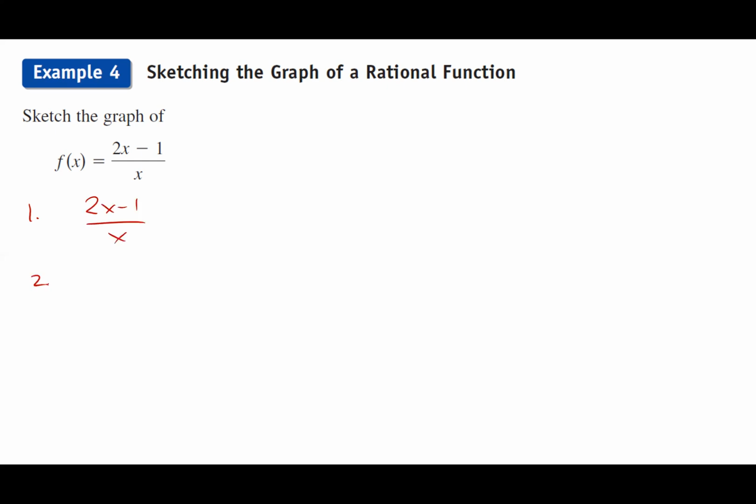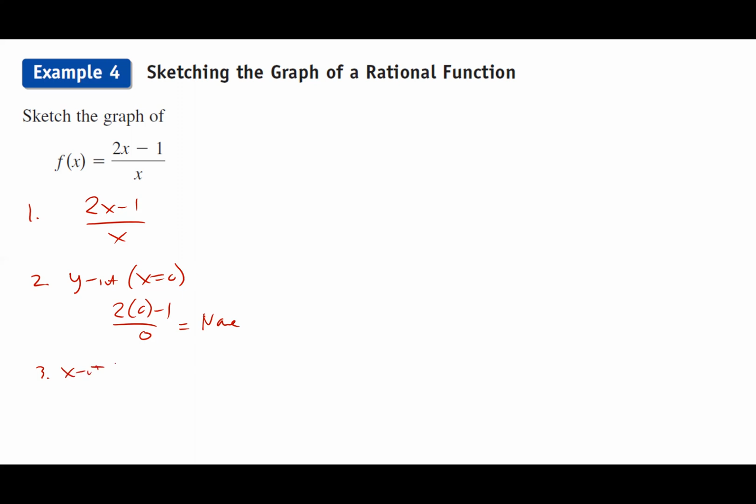Number 2, what is the y-intercept? There is no y-intercept. If you plug a 0 in for x, you divide by 0 again, which is not possible. None, not possible, something along those lines. We're good.